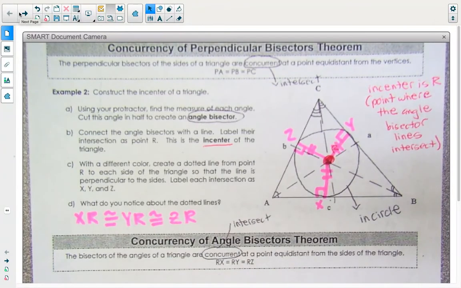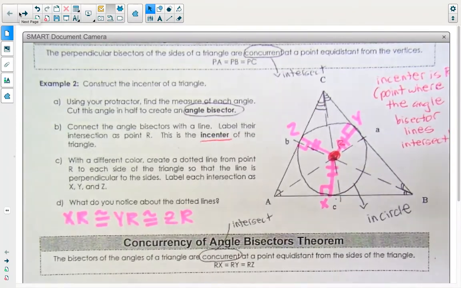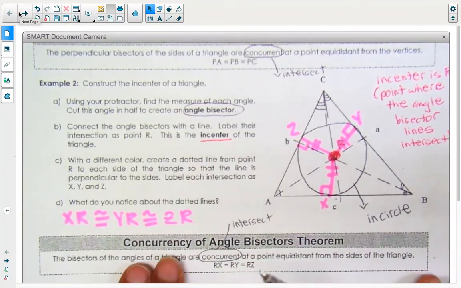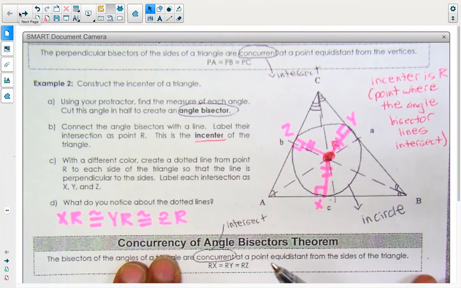So we're going to be finding the incenter of our triangle. So step 1. Use your protractor, find the measure of each angle, cut this angle in half to create an angle bisector.